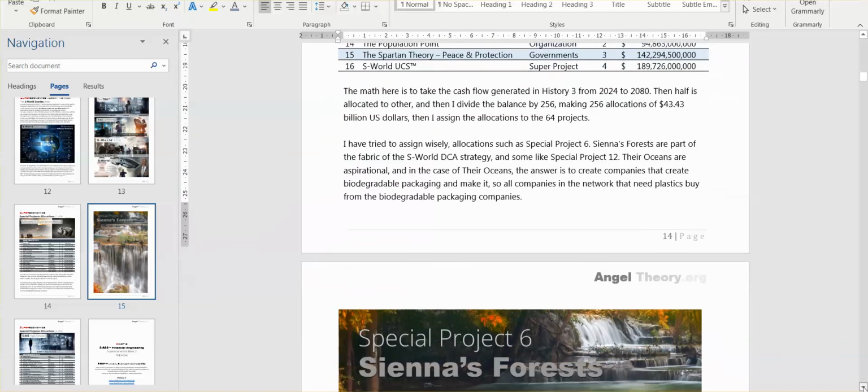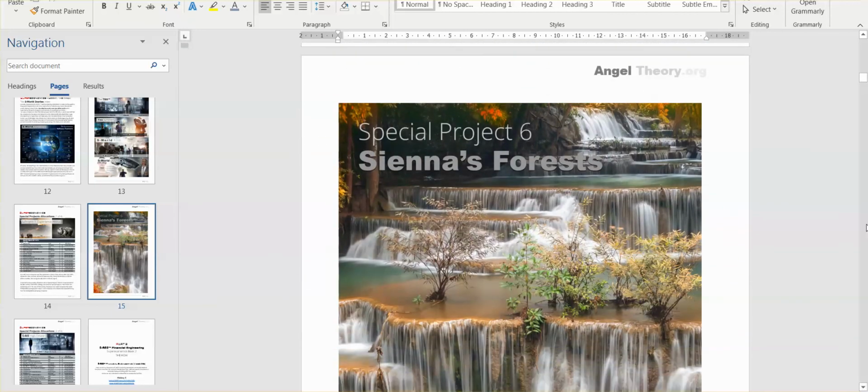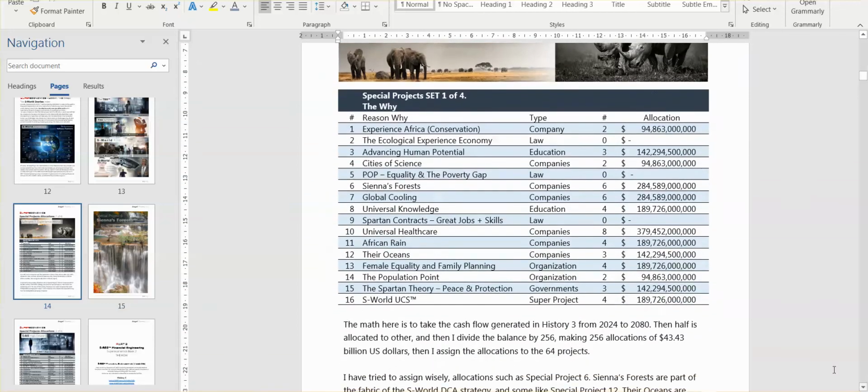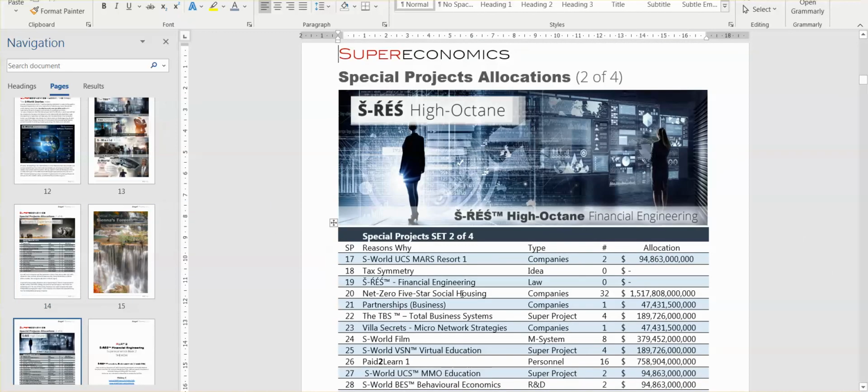So we can see it here. 2 allocations to Experience Africa, 94 billion spent between 2024 and 2080. Let's just try and find, here we go, the housing figures, and you see we've got 32 of those allocations, which equals that 6.25%, for a total of 1.5 trillion spent between 2024 and 2080.